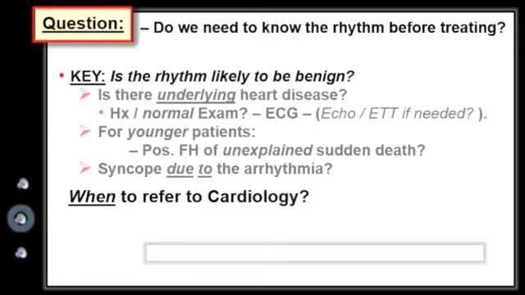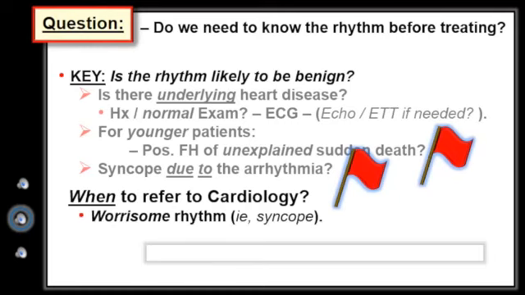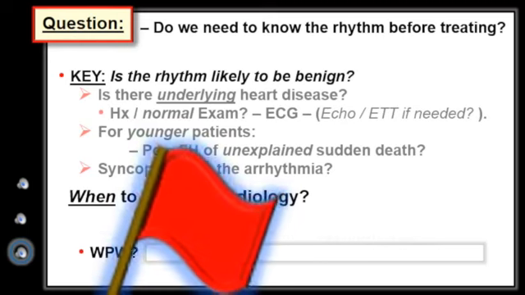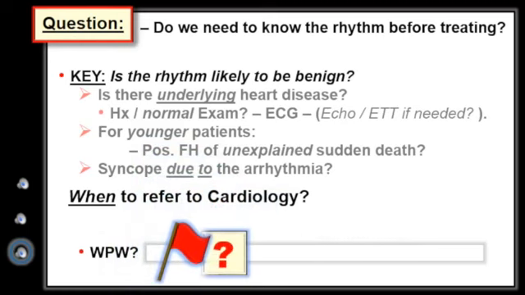We refer when there are red flags. The biggest red flag is exertional syncope. Other reasons for referral are that your management isn't controlling your patient's symptoms. Note that I list WPW as a separate entity, to which I've added a question mark.